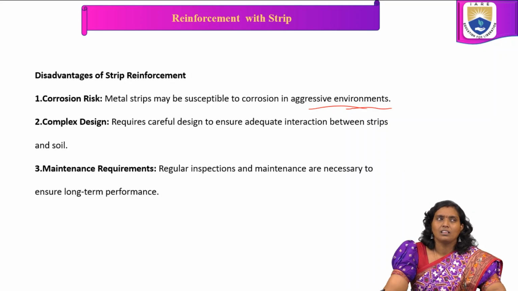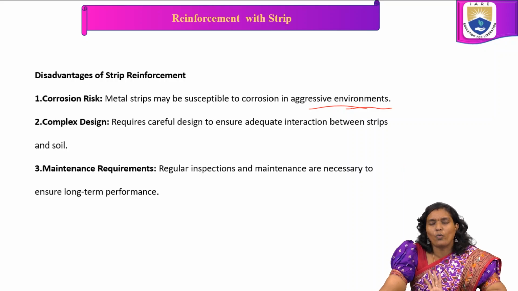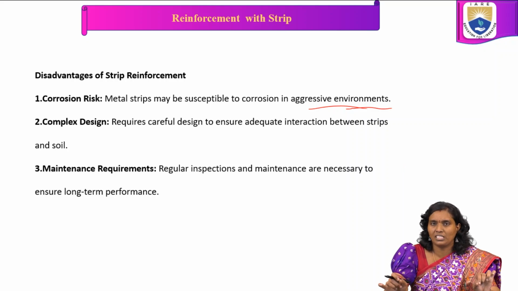Maintenance requirement: regular inspections are required. Otherwise, because of distress or reduced erosion control, it may affect the final result. So regular inspections and maintenance are very necessary to ensure long-term performance. Otherwise, whatever final results we expected from this strip reinforcement, we are not getting those results because of the lack of maintenance.